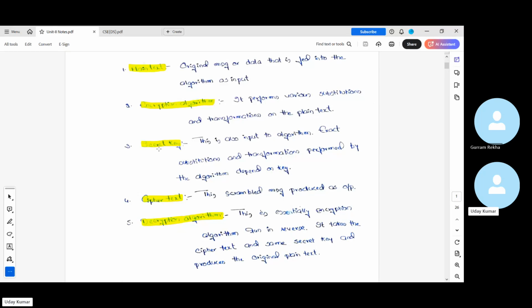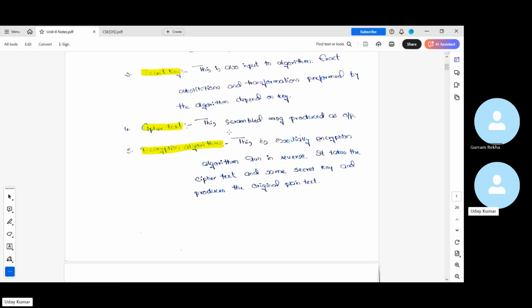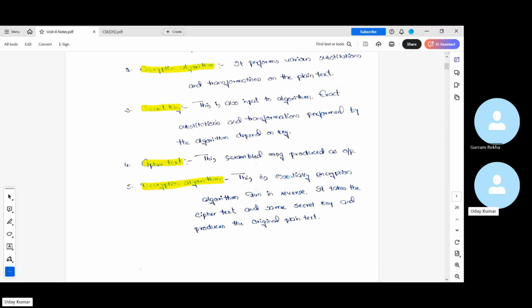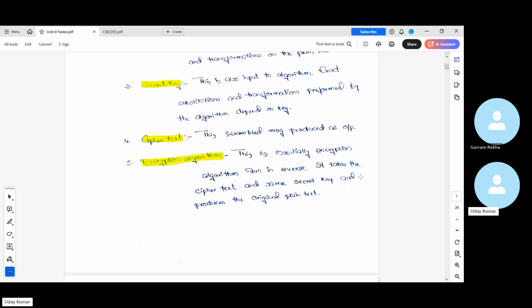So how are you going to do that? That is done using a secret key. Next, ciphertext. After doing these substitutions and transformations, the obtained text is the ciphertext. Decryption algorithm: this is essentially the encryption algorithm run in reverse. It takes the ciphertext and produces the plain text using the same key. If you are using the same key, then it is a symmetric encryption algorithm.